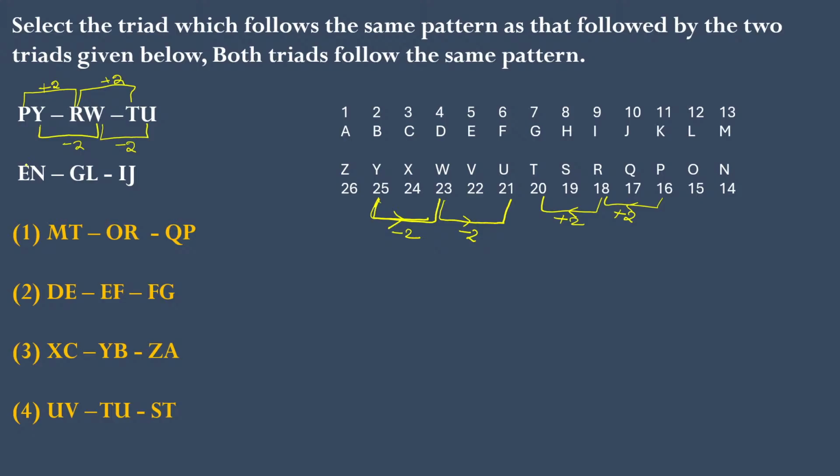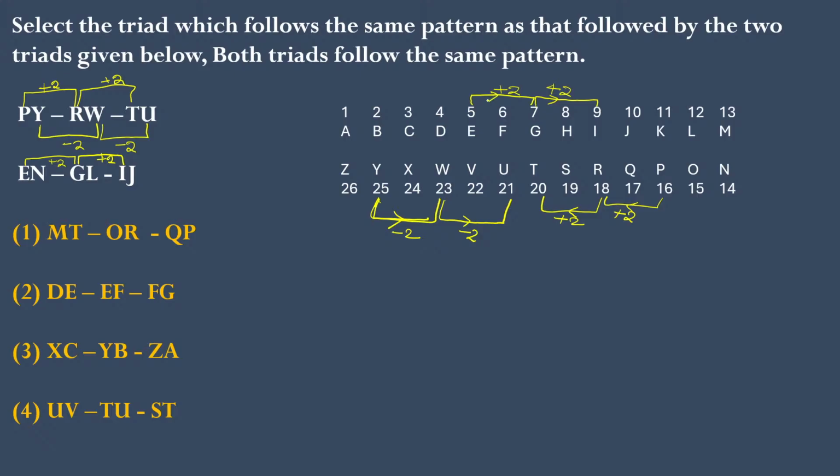See here, E plus 2, E plus 2 we get G. G plus 2, so G plus 2 we get I. So, here we are going in the forward direction.